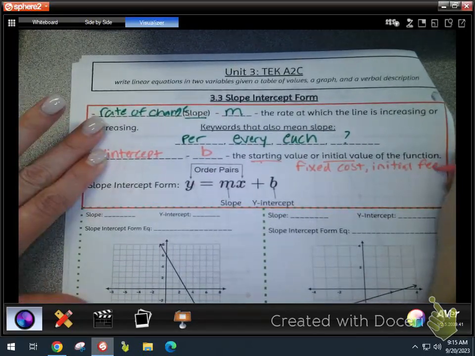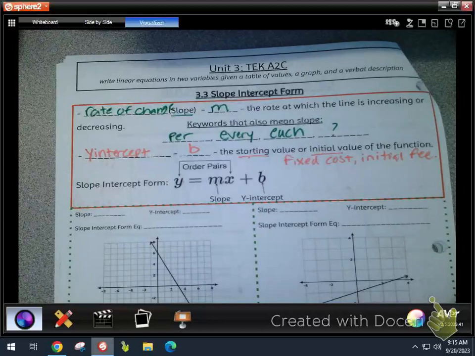When we look at stories, which we're going to get there. We're going to get to some word problems, but we have to talk through some other stuff first. Okay, so that will be an indicator that I only have to pay this one time. Or I start with this much money in my account. There's not going to be a variable by that because it's only happening one time. And that's your y-intercept. Okay, all right.